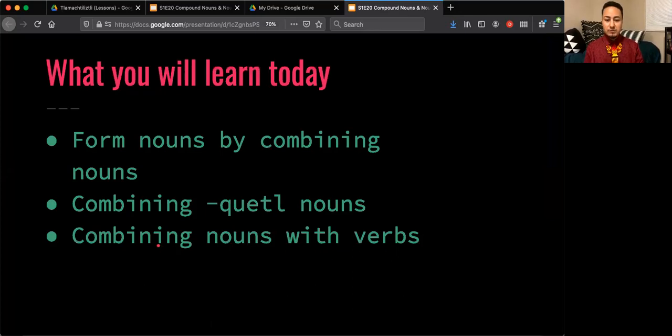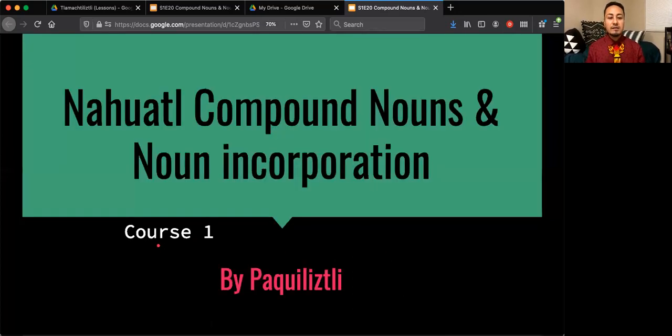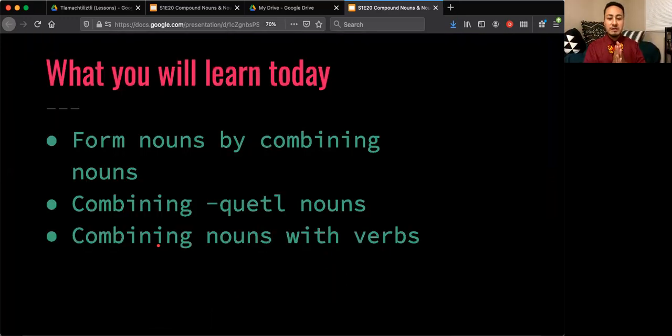All right. So the class is called Nahuatl Compound Nouns and Noun Incorporation. I know that sounds crazy, and this is just the grammatical way to say it. But all it means is that you're going to add two nouns with each other. There's specific rules for general nouns, and then there's specific rules for the nouns that end in ket, which we've learned before, the agents. And then you can also combine nouns with verbs.